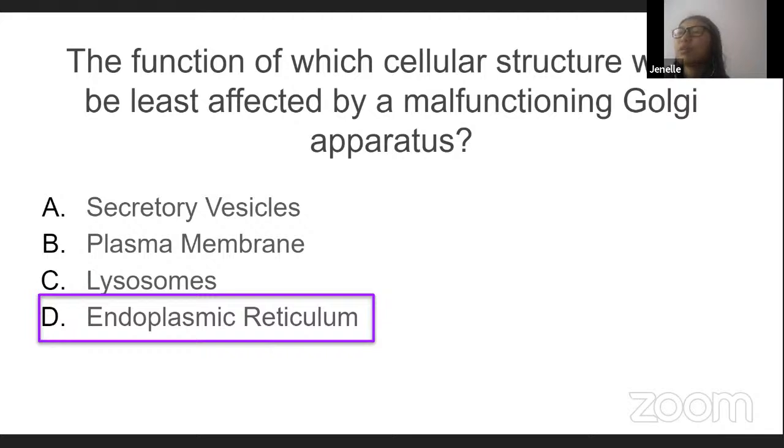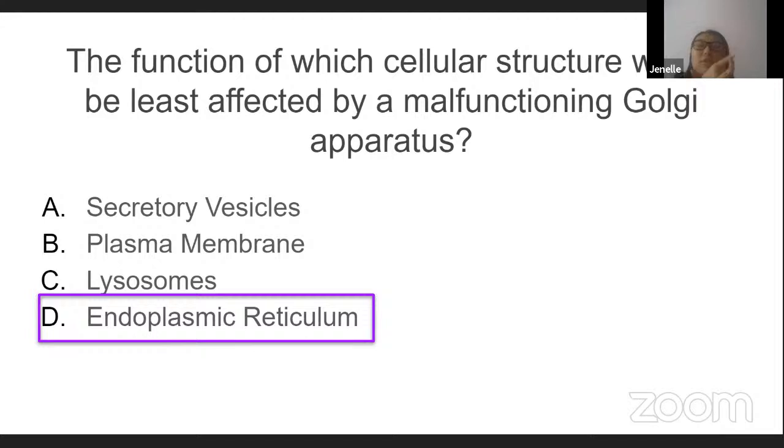Why would the answer be endoplasmic reticulum? Because the endoplasmic reticulum is the step right before the Golgi apparatus. The question is asking which structure would be least affected by a malfunctioning Golgi apparatus. Because the endoplasmic reticulum happens first, if the Golgi apparatus is malfunctioning, it's not really causing any problem backwards to the endoplasmic reticulum.